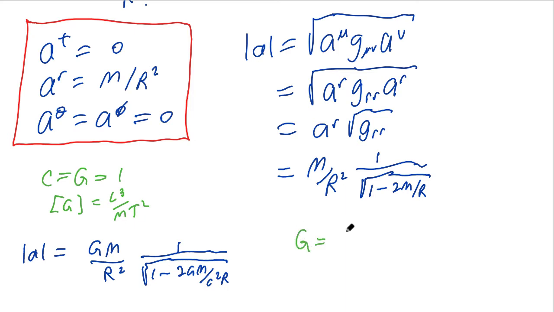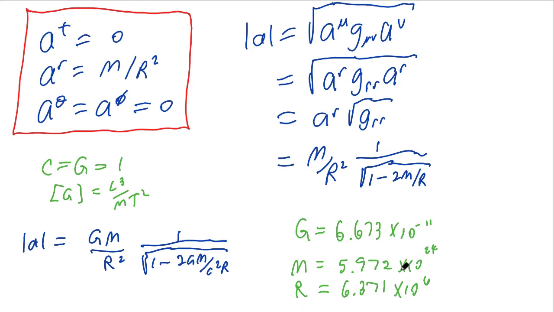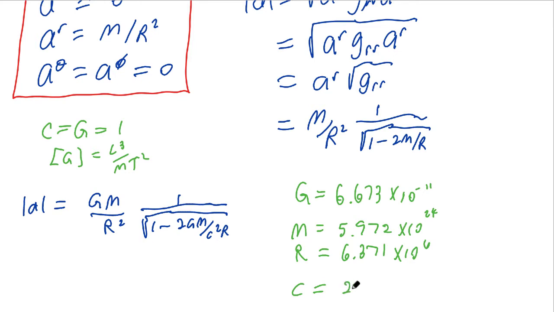Newton's constant is about 6.673 times 10 to the minus 11 in meters, seconds, and kilograms. The mass of the Earth is 5.972 times 10 to the 24th kilograms. The radius of the Earth is about 6.371 times 10 to the 6th meters. And the speed of light, of course, is 2.997 times 10 to the 8th meters per second.